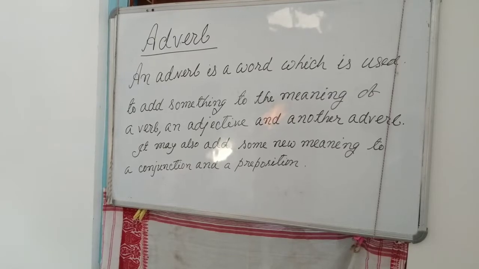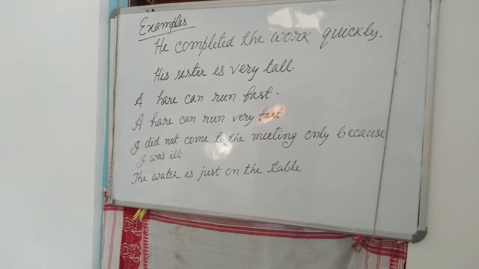Let's see how an adverb adds some new information, some meaning, to a verb, an adjective, a preposition, a conjunction, and to another adverb. Let's see some examples. He completed the work quickly. When we say he completed the work, we know that the work is done. But when we say he completed the work quickly, the word quickly adds some new information to the verb completed. Without taking much time, he completed the work.